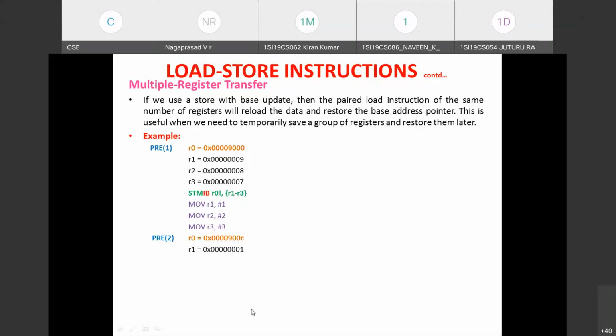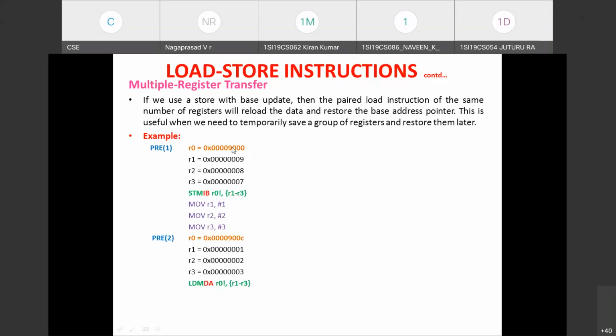And observe, now R1, R2, R3 contents are changed here. What was the earlier content in R1, R2, R3? It is 987. And we have saved these register contents in the memory using STMIB instruction. Now we are trying to corrupt the data stored in R1, R2, R3 by writing some move instructions. Now this is the post condition after execution of STMIB. Okay, we shall now execute the paired LDM instruction, LDM-DA, as you told. See, IB addressing mode for STM we have used, and here for LDM we have used DA addressing mode.